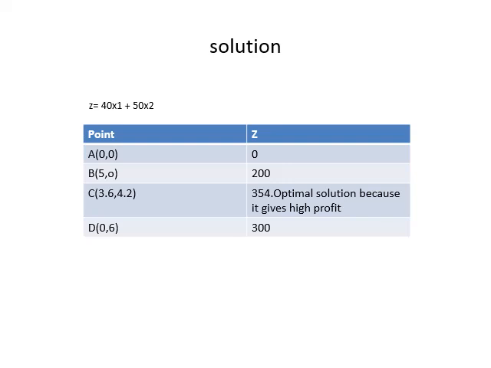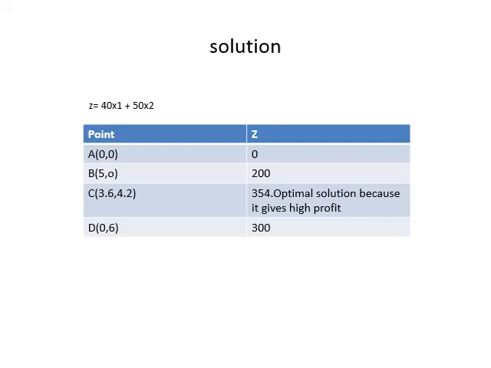The last point where x1 equals 0 and x2 equals 6. x1 equals 0, meaning we have 50 times 6, which is $300. So the highest profit equals $355.